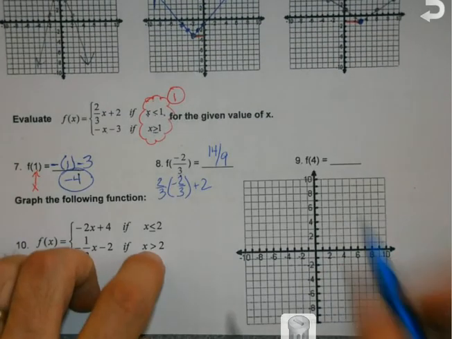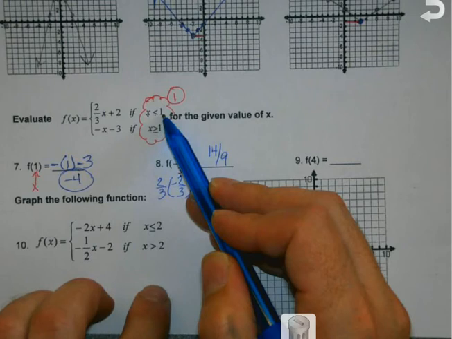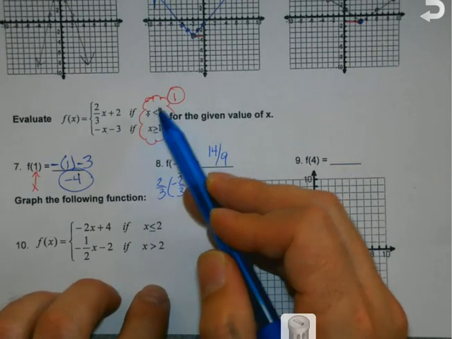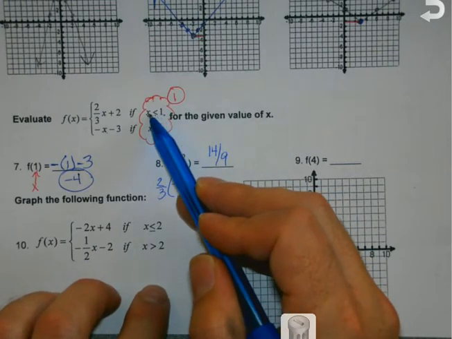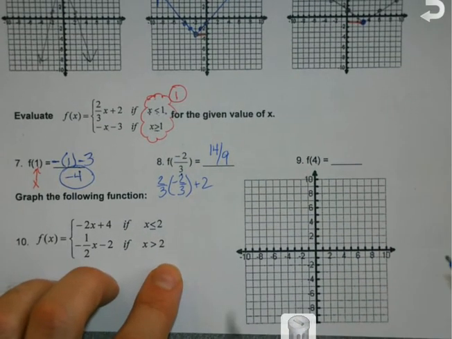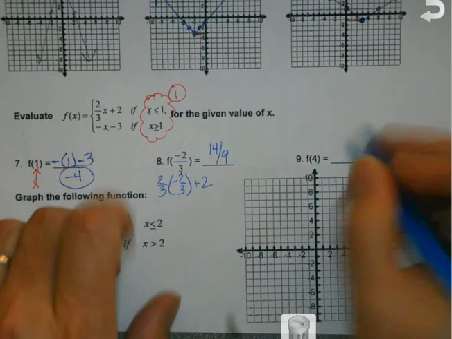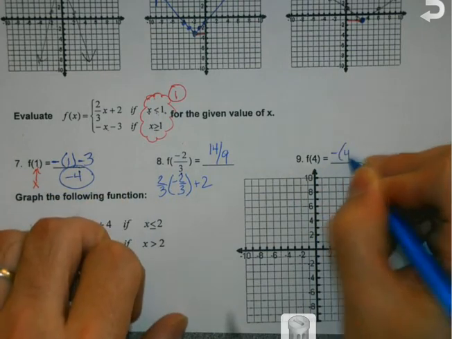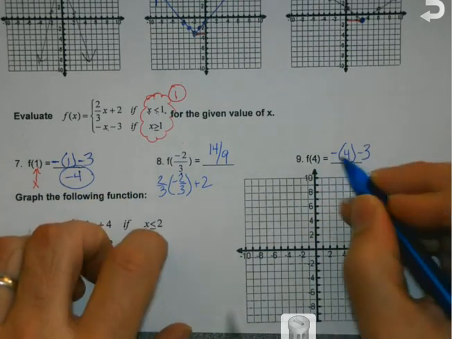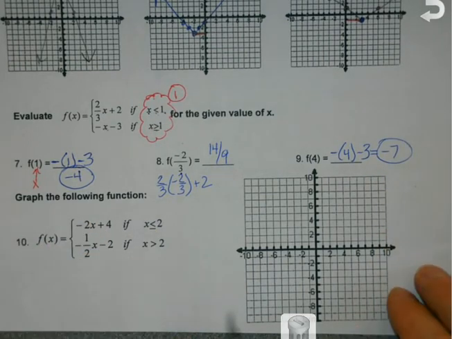And then finally, f of 4. Is 4 less than 1? No. And again, how do I know this is less than? It's less than when the arrow points at x. It's greater than when the arrow is eating x. No matter where x is, we can always figure that out. So 4 is greater than 1. So I'm going to plug this into the bottom equation. Negative 4 minus 3 is negative 7, and I'm good.